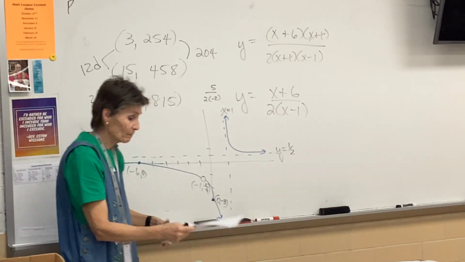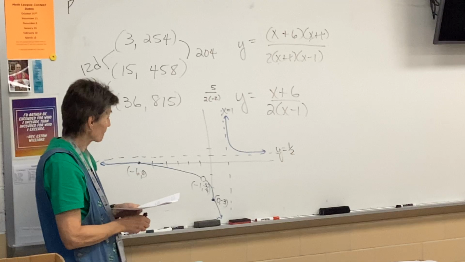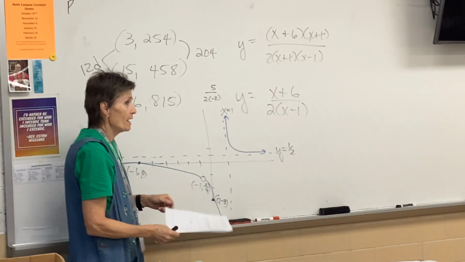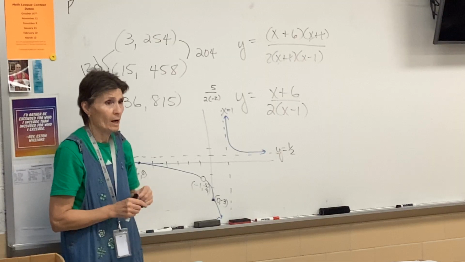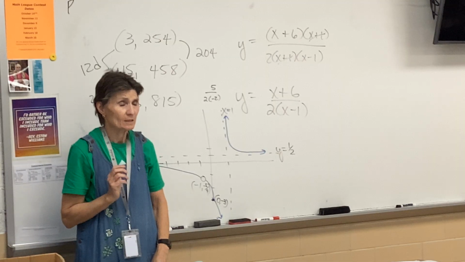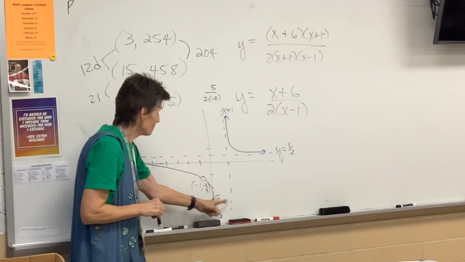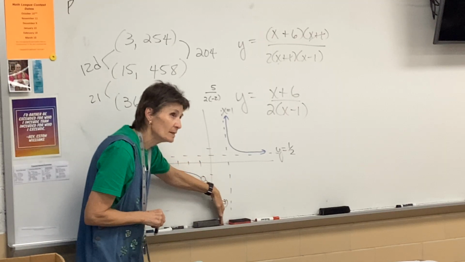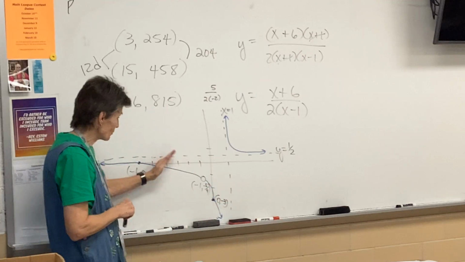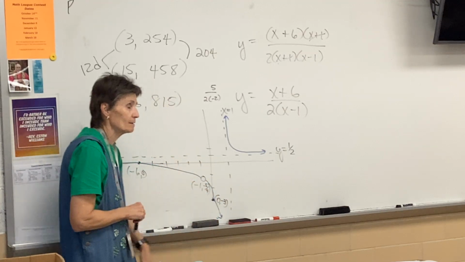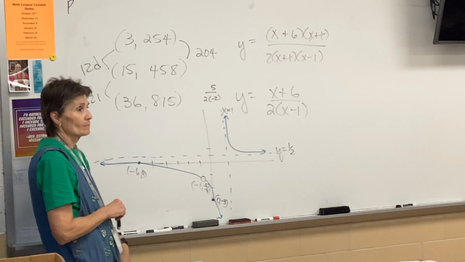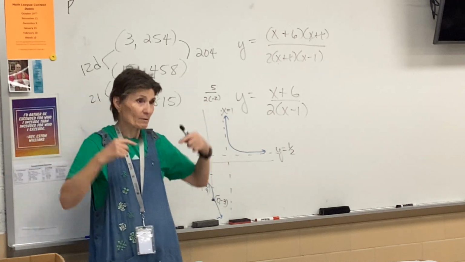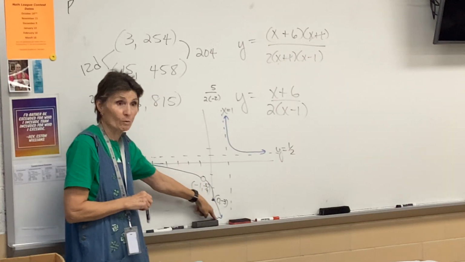Based on that, I should be able to answer the questions. A, what's the limit as we approach 1 from the left? Here's 1. As we approach from the left, what's happening? Negative infinity. So the answer to A is negative infinity. It's a vertical asymptote. When you come at it, you either go up or down. In this case, on the left, we're going down.